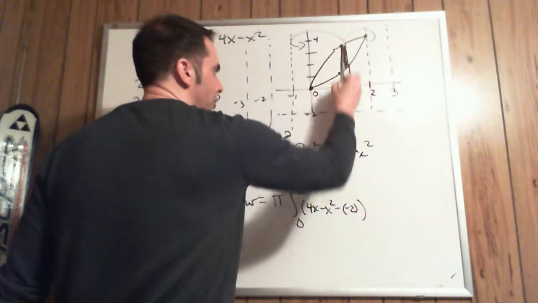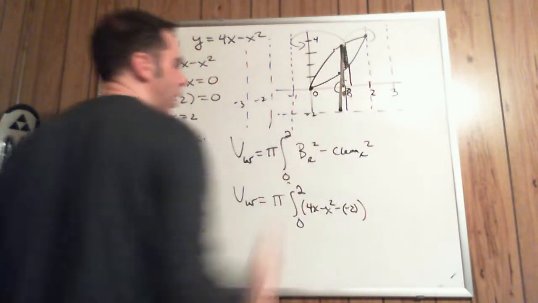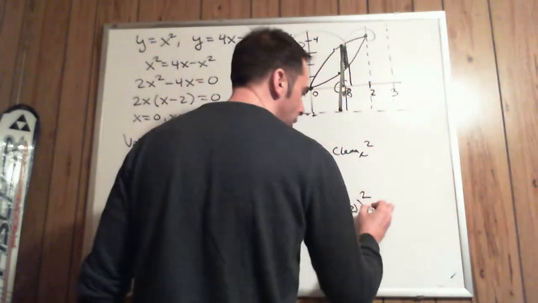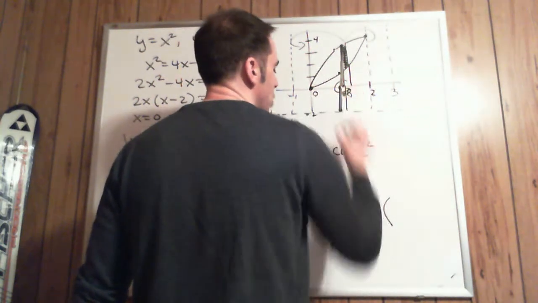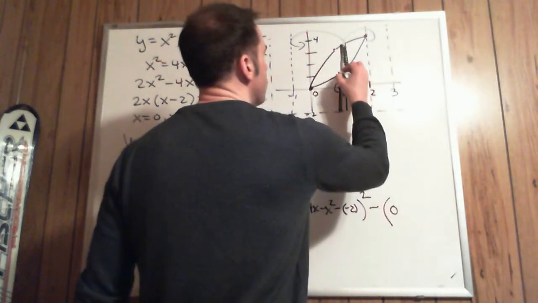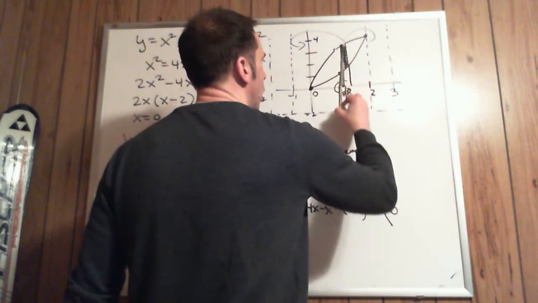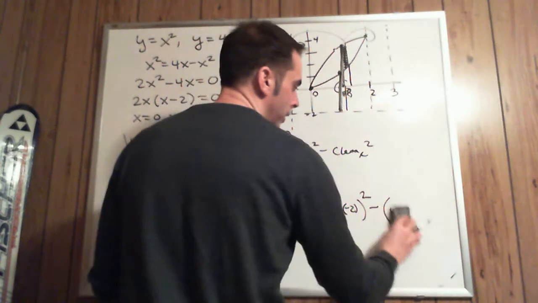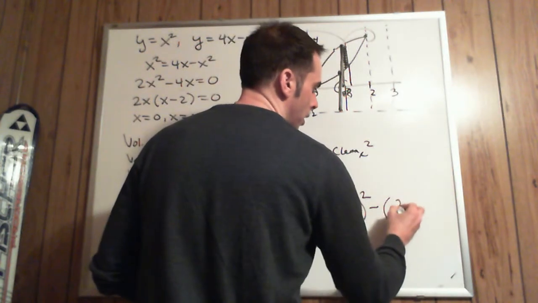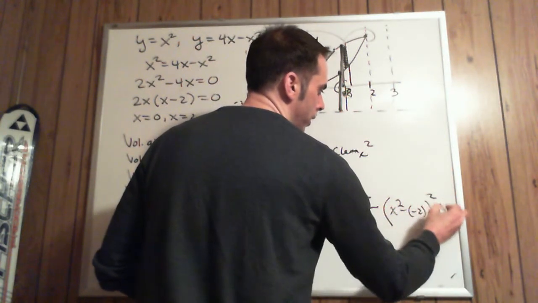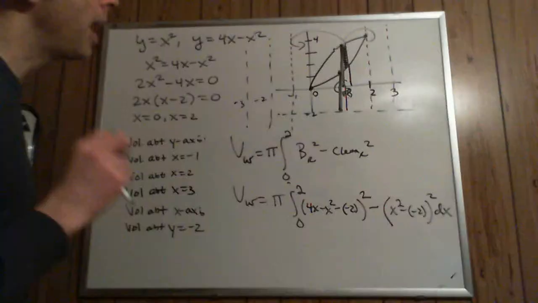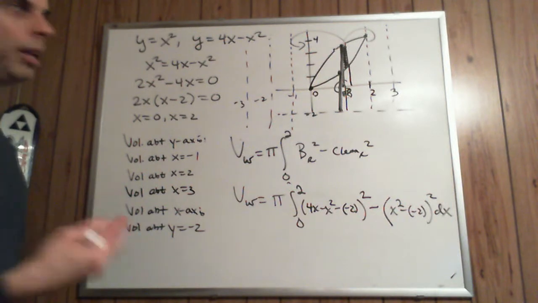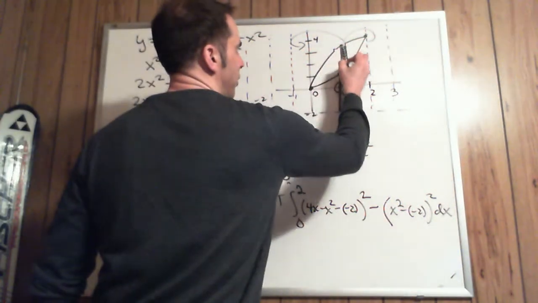So the length of the vertical piece is top minus bottom. 4x minus x squared minus a negative 2 squared minus the clear piece, which would be 0. This is the clear piece right here. All of this is the clear piece. So that would now be x squared minus a negative 2. Close it, square it, dx. Okay, so you have to make sure that when it's perpendicular, and as well as when it's parallel, always shade in the rectangle of the enclosed area.